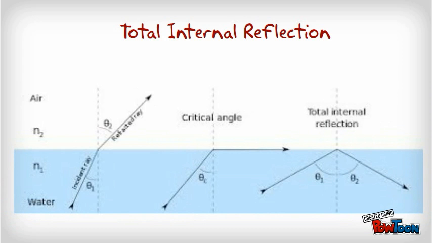Beyond the critical angle, that's when we get total internal reflection. No light will enter into the air, it will all be reflected back into the water, and the angle of incidence will be equal to the angle of reflection in that particular case.